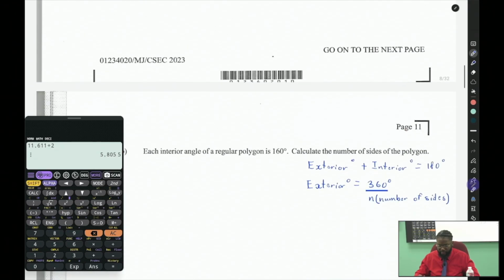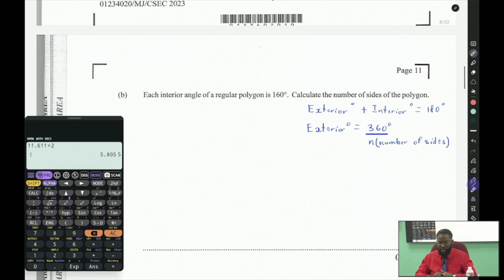So let's continue. So here in part B, it says each interior angle of a regular polygon is 160 degrees. Calculate the number of sides of the polygon. So to do this, we need to remember that exterior angle plus interior angle adds up to 180 degrees. And then another formula that we could use to find exterior angle is dividing 360 degrees by the number of sides. All right.